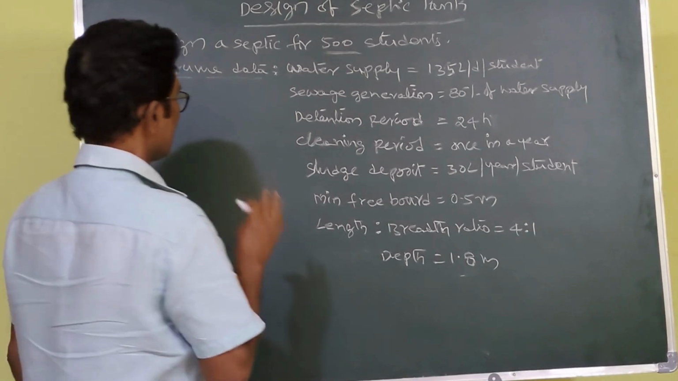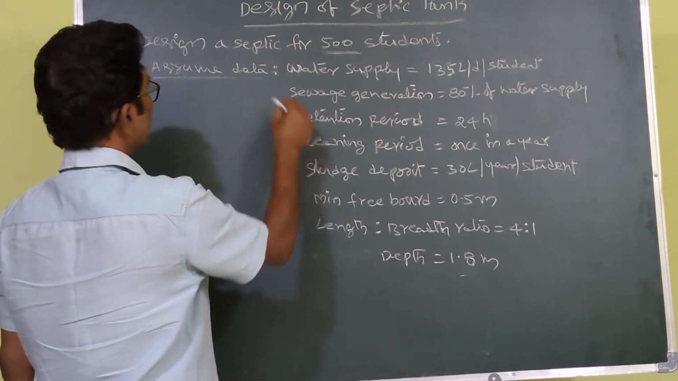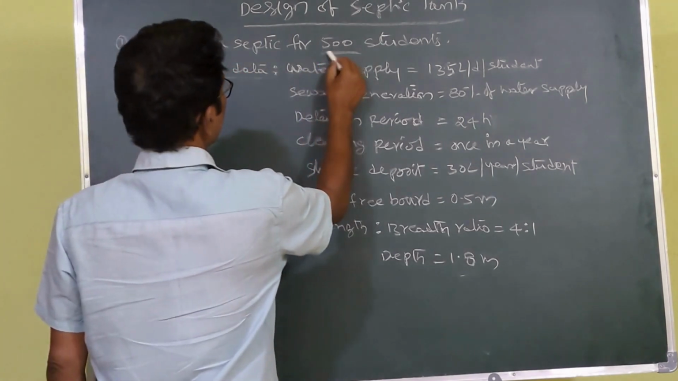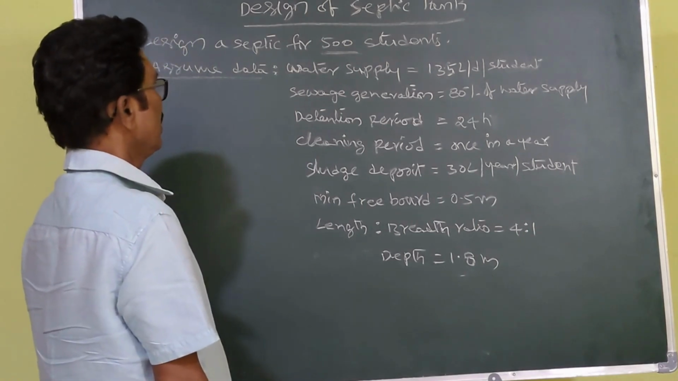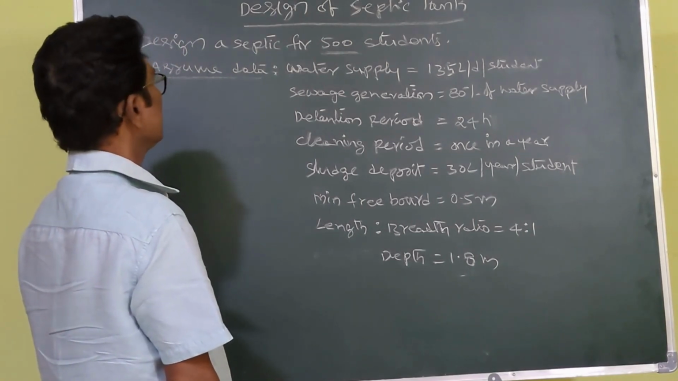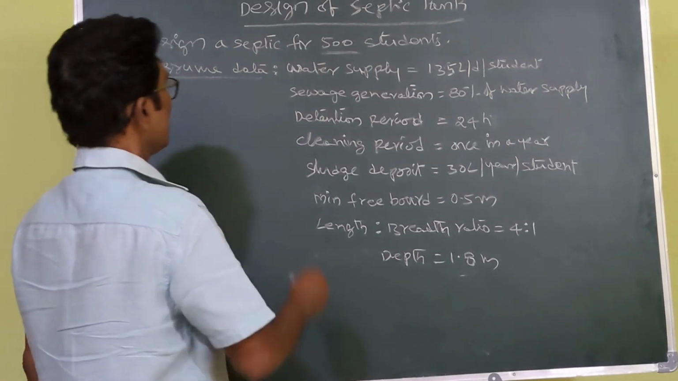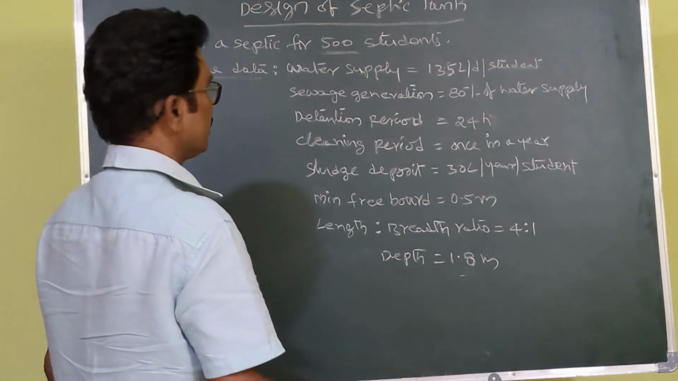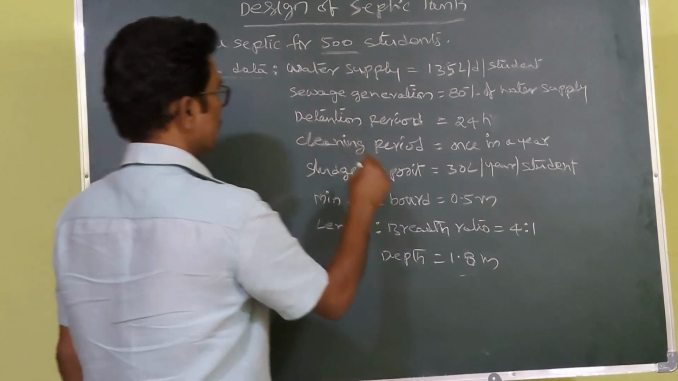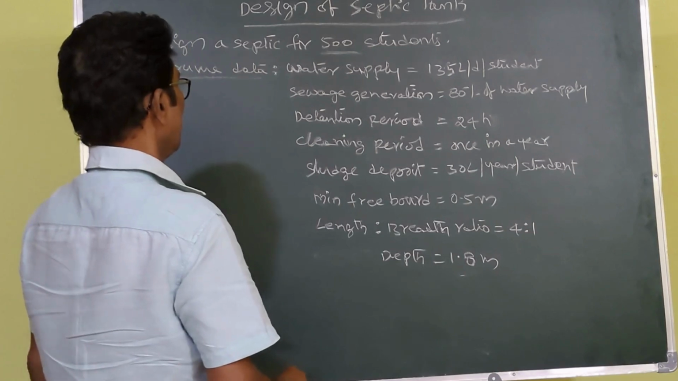What is the data that is required? Here I have assumed it; please assume it too. The design is asked simply: the number of students or people is given, and we are in the position to design the septic tank with the required data assumed. You see here, I assumed water supply equal to 135 liters per day per student. Sewage generation equal to 80% of the water supply.